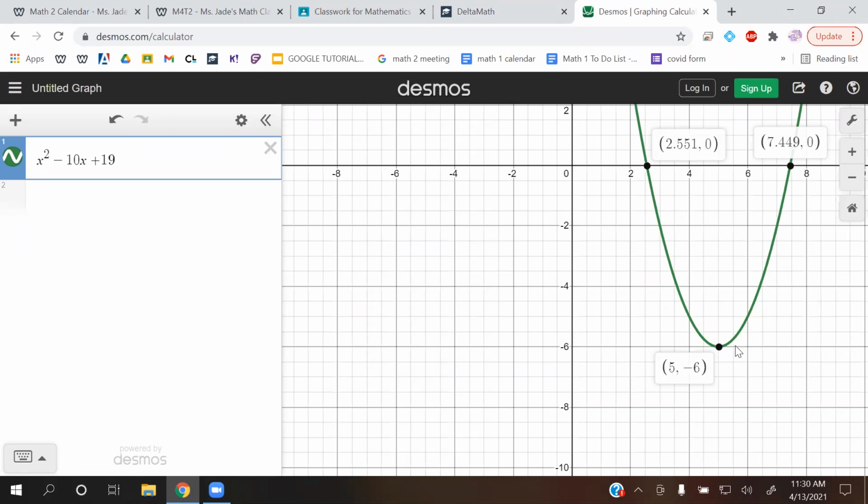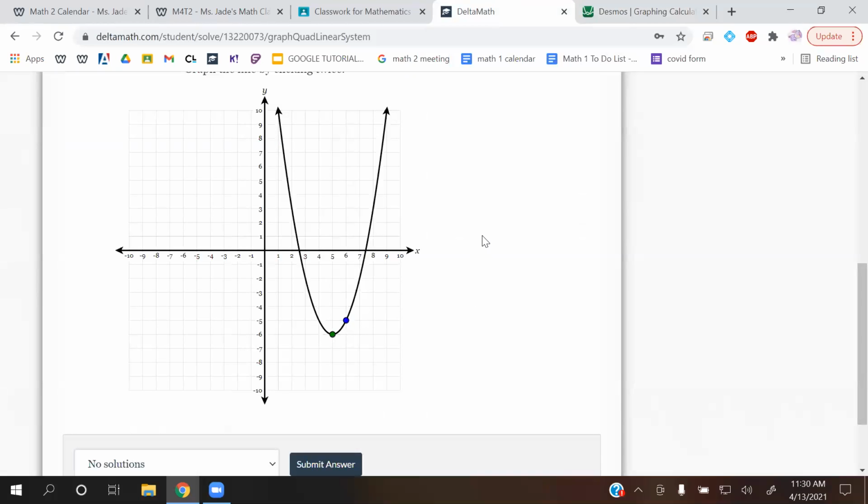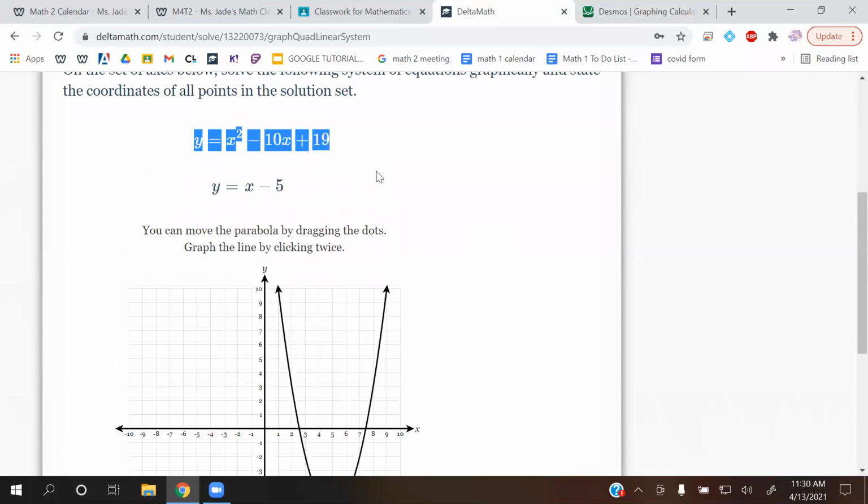Usually it's just going to be 1 away. So from 5, go to 6. Where is it at? At 6, -5. And so that's why we have this shape. So that was this equation. Now we also need the x minus 5 equation.